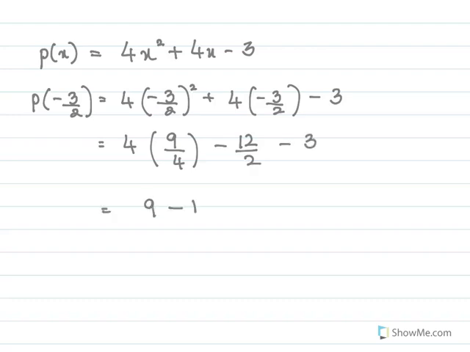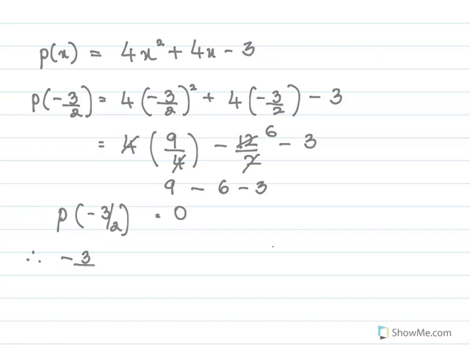This is 9 minus 12. So back again, we cancel this 4. This would cancel as 6. So we have 9 minus 6 minus 3. So p of minus 3 by 2 equal to 0. Therefore, minus 3 by 2 is a zero of the polynomial.